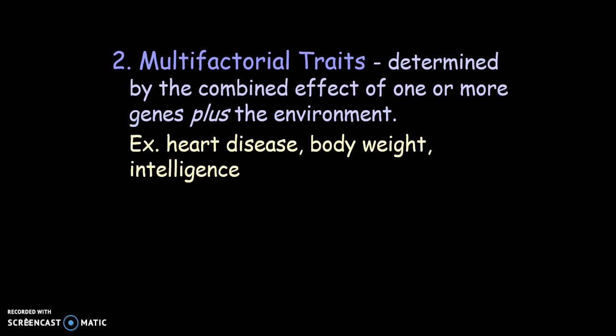Multifactorial traits are determined by the combined effect of one or more genes plus the environment. That is with things that we have a genetic disposition for, but the environment can help aid in that. So body weight. Some of us are born to be very thin or very large, but what we decide to do in our environment will play along with our genetics. So it is controlled by a lot of genes plus the environment.